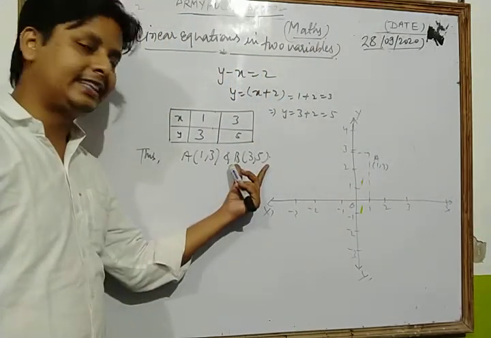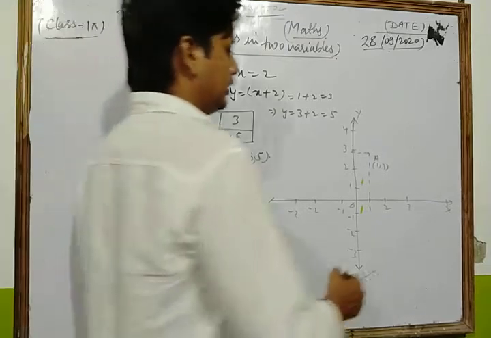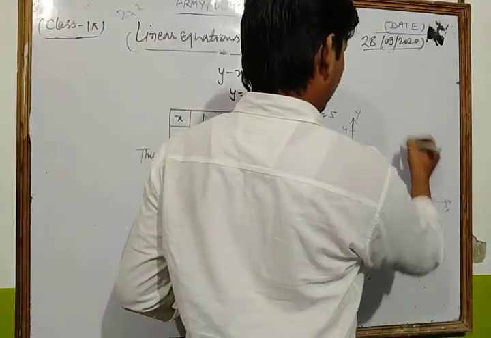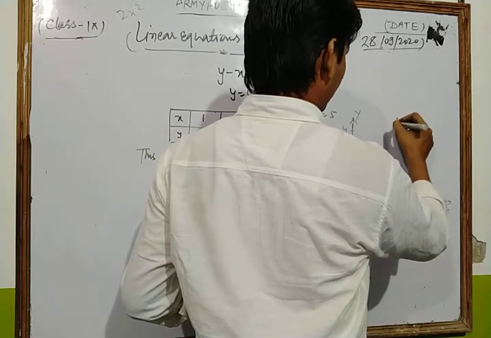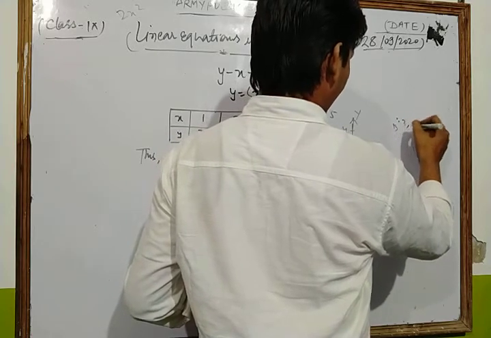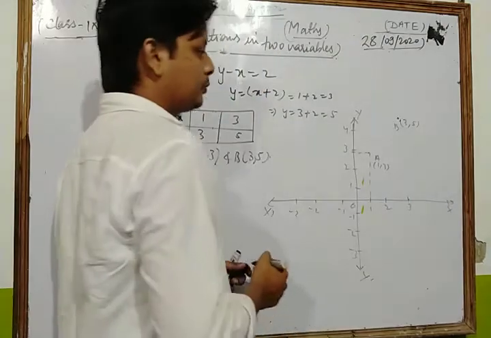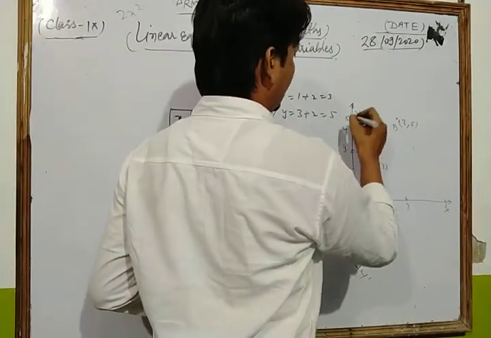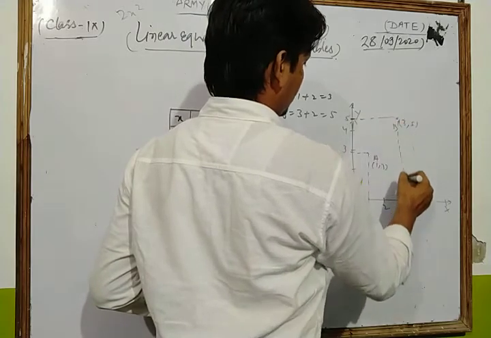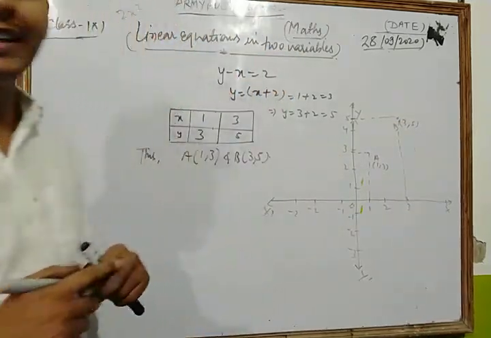Now what I do? Now we plot the point (3, 5). Look here, 3 and 5. So point B lies on that position, 3 and 5. After plotting these points, suppose that here is 5. This is 5. Now look, (3, 5).